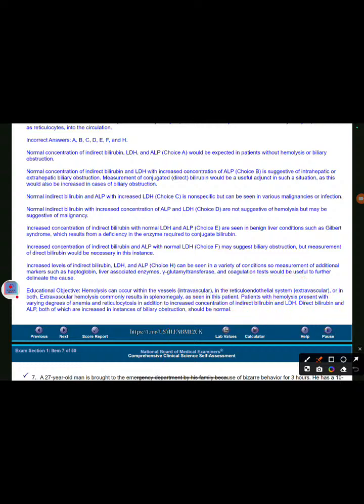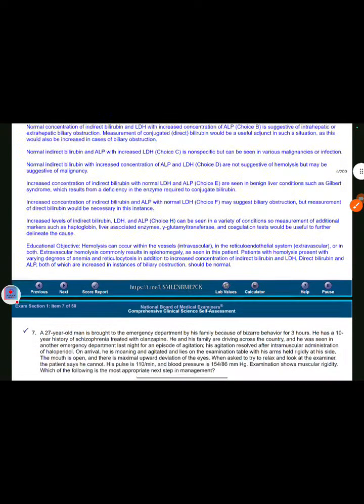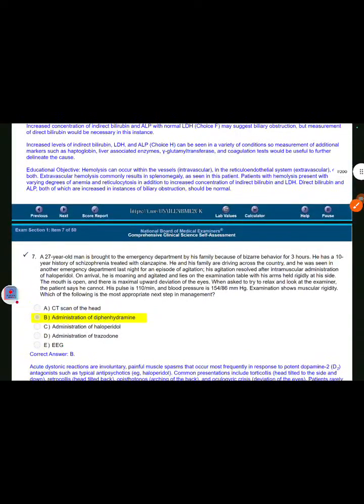Direct bilirubin and ALP, both of which are increased in instances of biliary obstruction, should be normal in this case. Should be normal, okay? Next question.